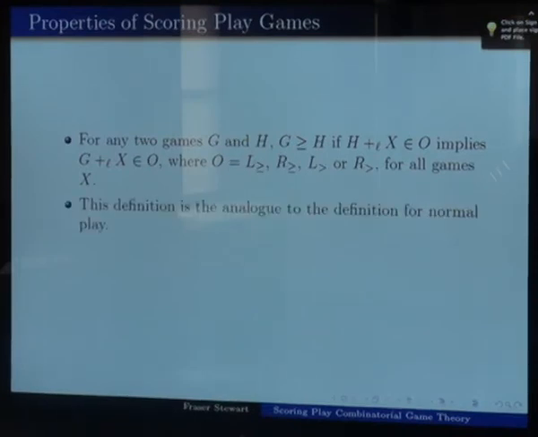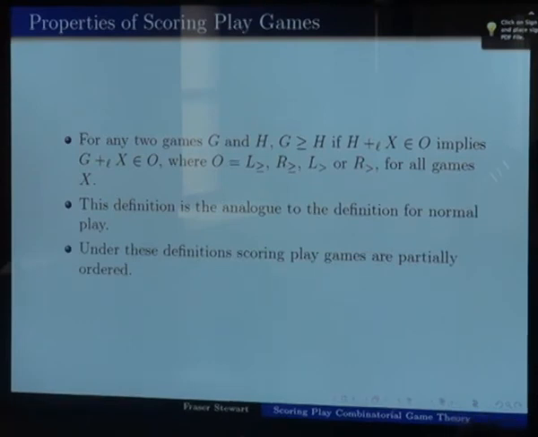This definition is an analog to the definition for normal play games, although it's probably not so obvious. Basically one of the definitions for normal play games is that we say G is greater than or equal to H if left wins H plus X implies that left wins G plus X for all games X. But for scoring games, because it's not just who wins, we can also have ties, we have to change the definition to look like this. So the two definitions are the analog of each other.